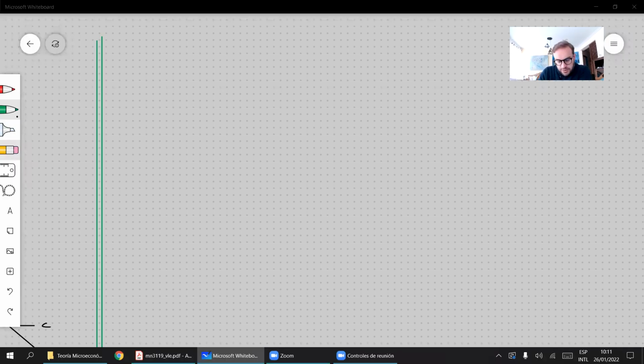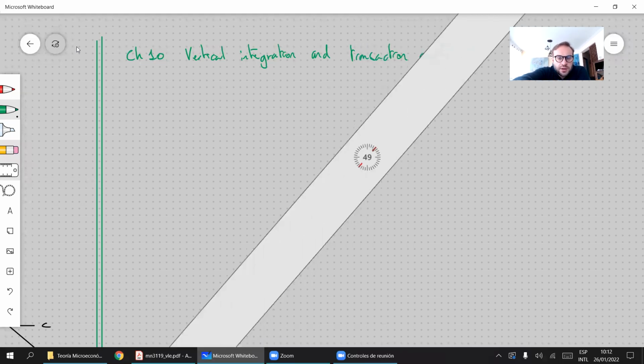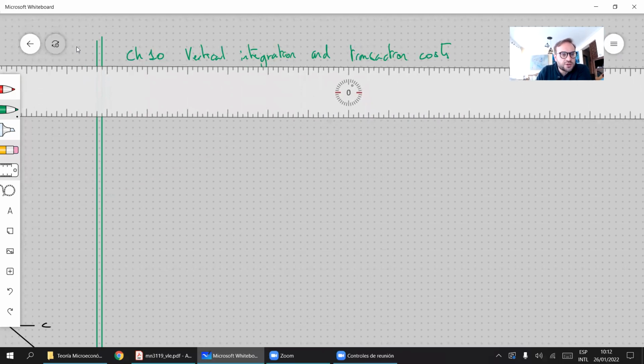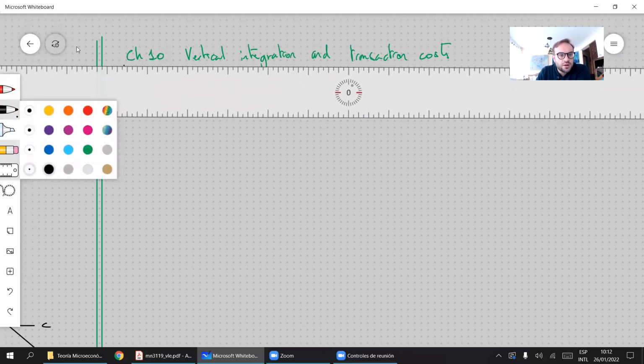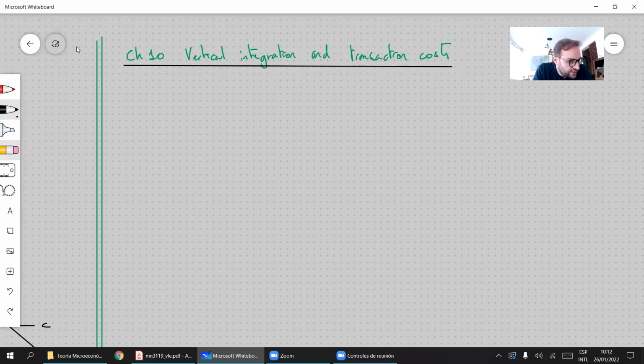Okay, so let me just bring forward. This is chapter 10. This is vertical integration and transaction costs. And so I'm going to do mostly an explanation. There's not much mathematics here. I want to make things as simple and as clear as I can. And obviously, again, don't hesitate to ask any questions if a concept is not clear.